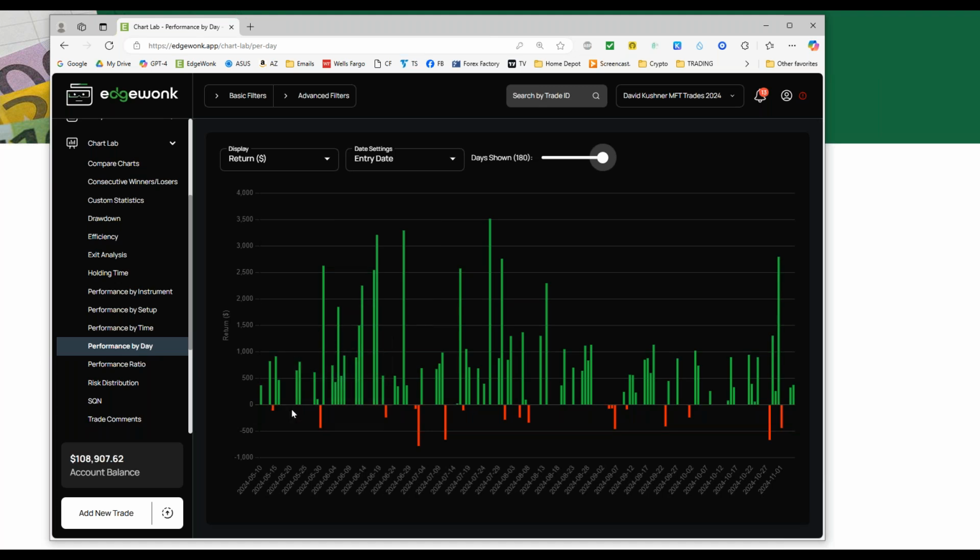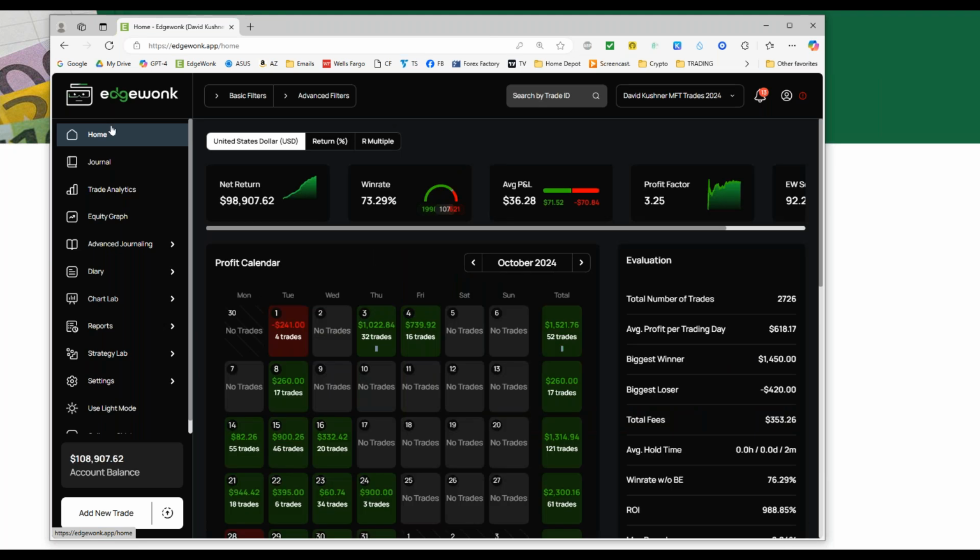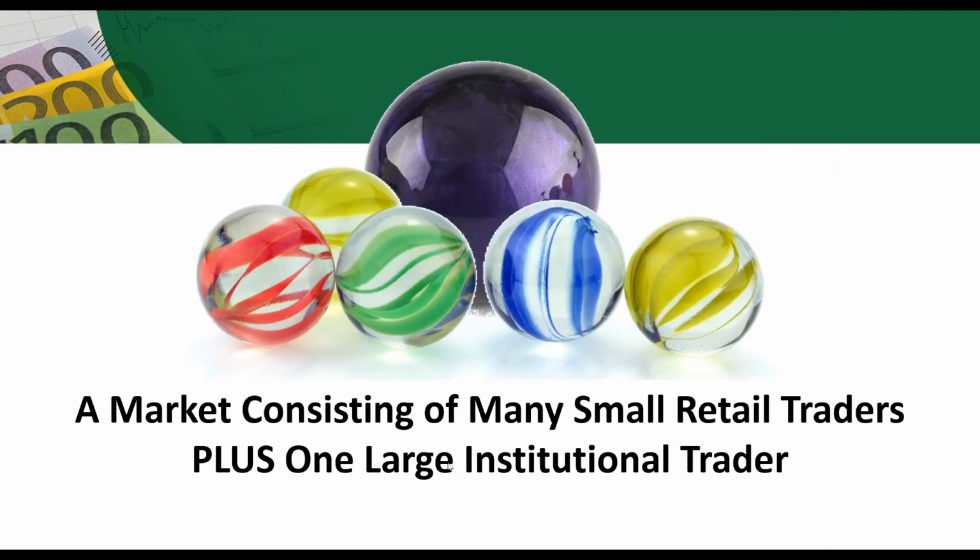So I wanted to share my trade journal with you so you can see what I do as far as trading. We're running a 73.29% win rate, but our profit factor is 3.25. So that's 3 and a quarter to 1 risk reward. All right, so let's kind of move on here.